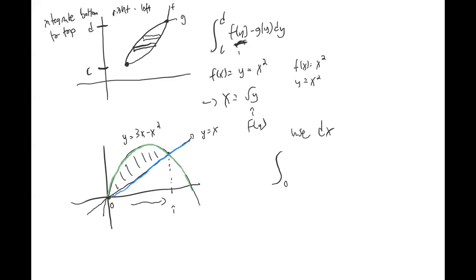So we just set them equal: if y equals x, then x equals 3x minus x squared. So 0 equals 2x minus x squared, which is 0 equals x times 2 minus x. So x equals 0 or x equals 2. X equals 0 is obviously this point, where they also intersect, so this point must be the 2. So there's the integral from 0 to 2. And then what's top minus bottom? We're doing dx, so it's the top minus the bottom. What is the top function?